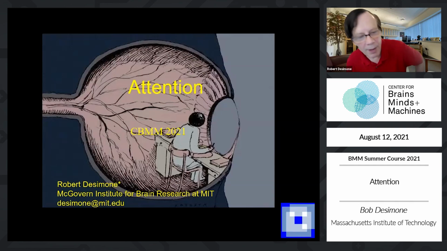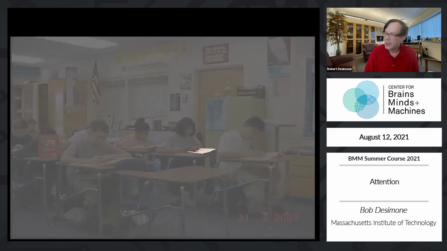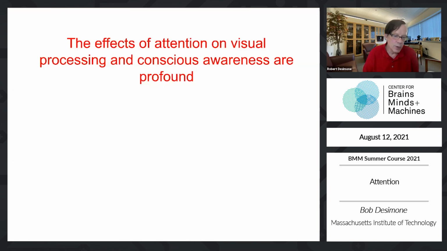So the type of attention that I'm going to talk about today is what we call selective attention, or the type of attention that allows the student to concentrate on the task at hand. For example, the book in front of her, and block out all the distractions around her. And I'll go through some of the computational reasons for having an attentional system like this.